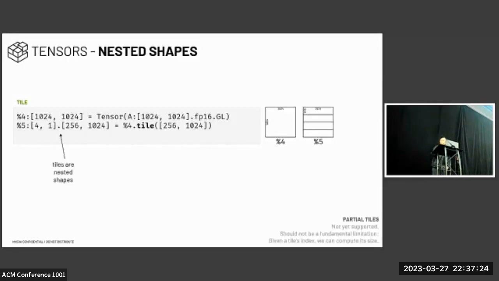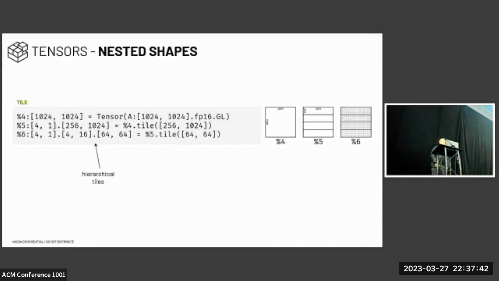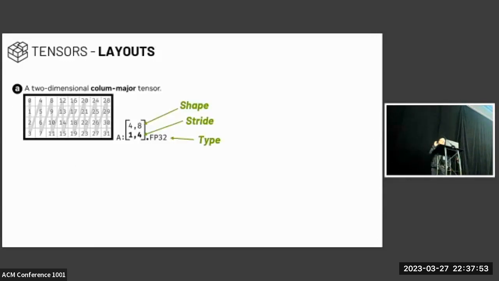Now you can basically tile it. And then we have percent five, a view of the same tensor. So we can think of it as a 4x1 tensor whose elements are 256 by 1024 tiles of FP16. And then you can do it another time and you can take the tile and break it up into 4x16 tiles or 64x64. And you can go as long as you want. So the idea is that we take a tensor computation, which has shapes, which is kind of like types, we decompose it, and then we will do something with that.